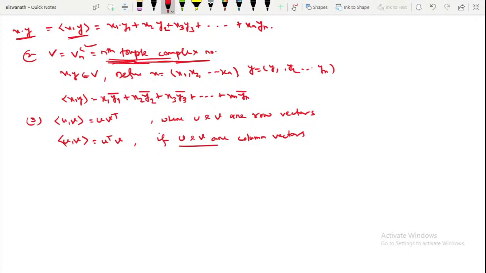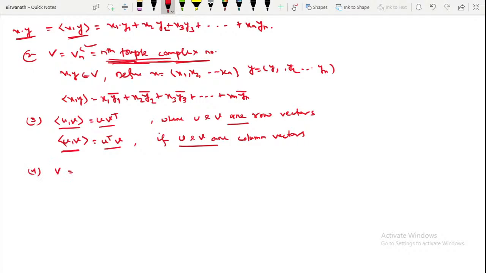So if U and V are column vectors, then their inner product is U transpose V. Similarly, if U and V are row vectors, then their dot product is U V transpose. Okay.